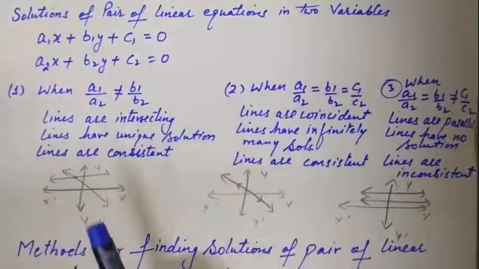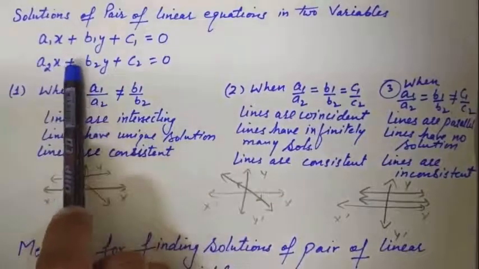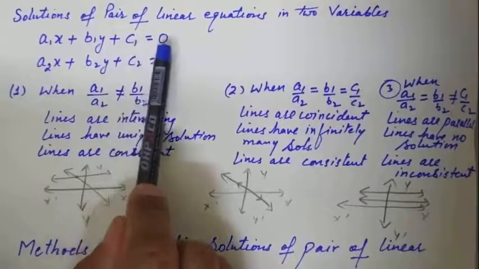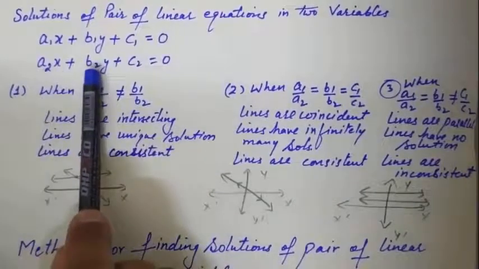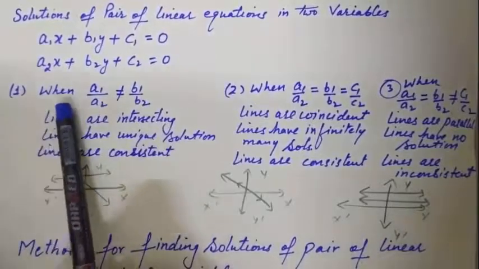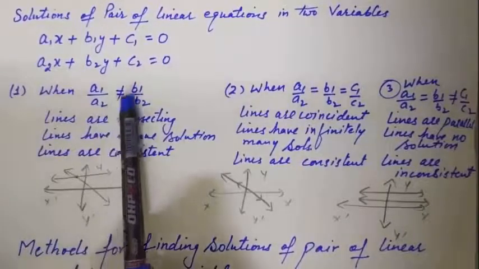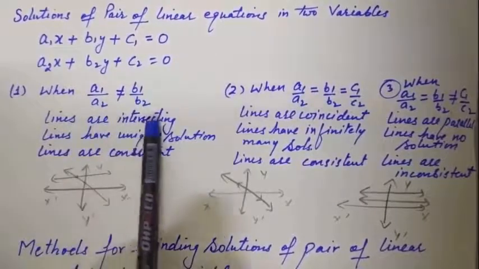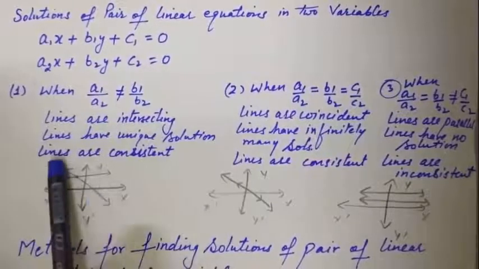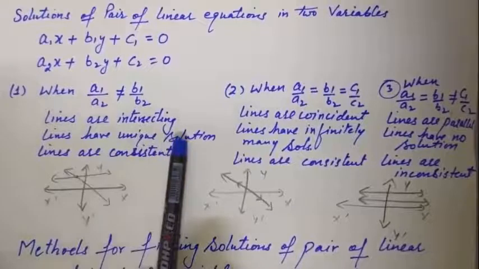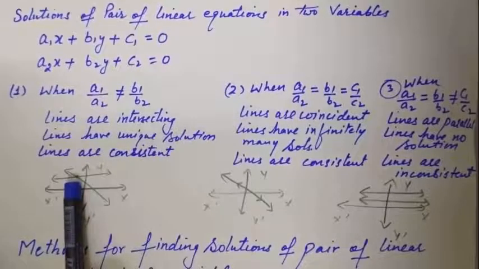Now just have a look at the general form of pair of linear equations in two variables. It is a1x plus b1y plus c1 is equal to 0, a2x plus b2y plus c2 is equal to 0. So the first case was when a1 over a2 does not equal b1 over b2. In this case, lines will be intersecting. Here see, these two lines are intersecting at one point and have a unique solution. The point of intersection is the unique solution. That point is the solution only.